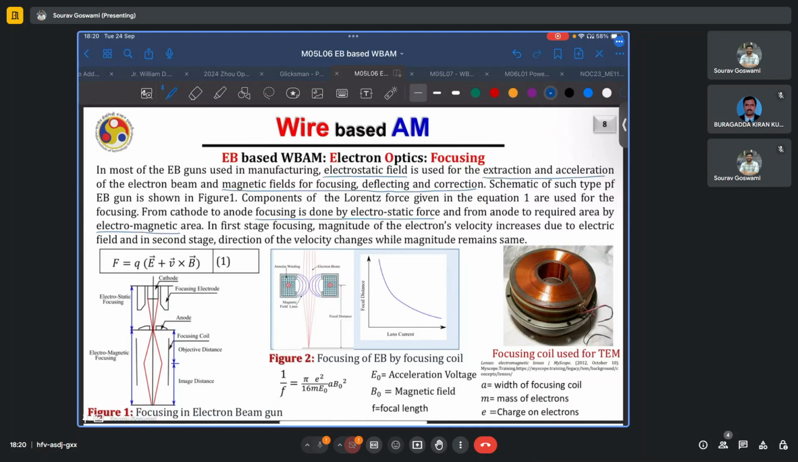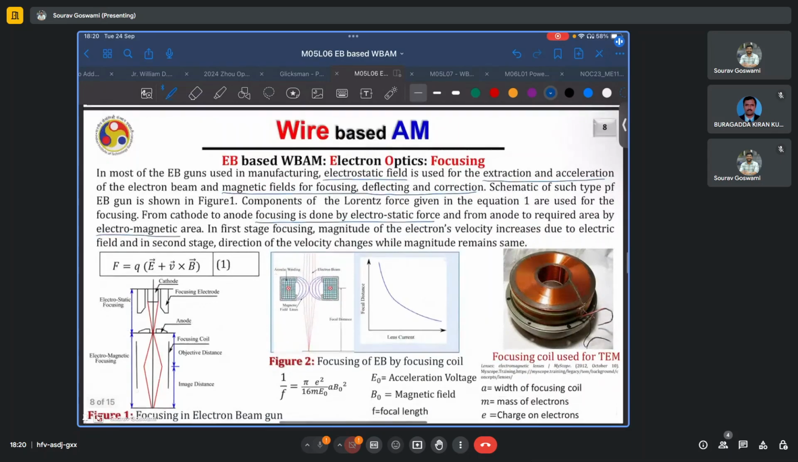In the first stage, the velocity is changing because of the change in speed as well as direction. In the second stage, only the direction is changing. The speed is more or less constant. Also, here is a helpful equation which helps us find the focal length based on the charge of the electron, the strength of the magnetic field, and the acceleration voltage.